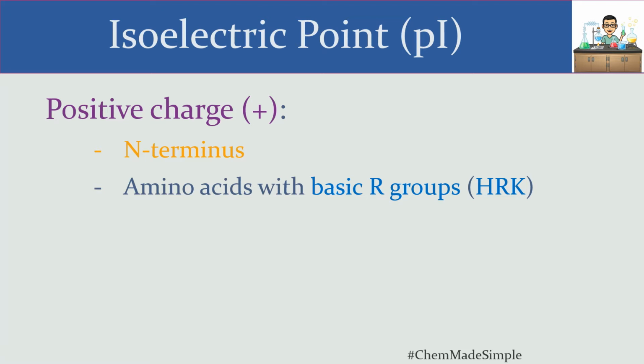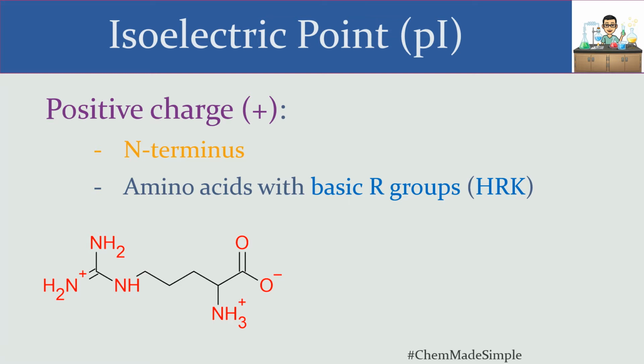If you want to remember the basic R groups, think of the gambler Hercules. If you think of the Greek legend Hercules and you think of him as a gambler, HRK together kind of spell out Hercules in a weird way: H, R, and K. So histidine, arginine, and lysine are amino acids with basic R groups.